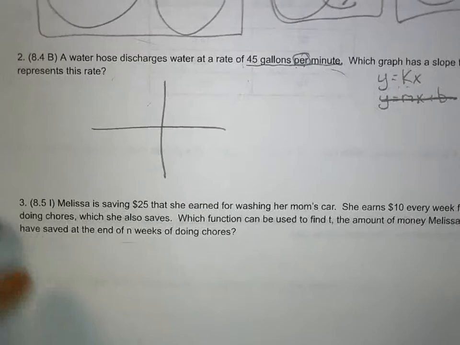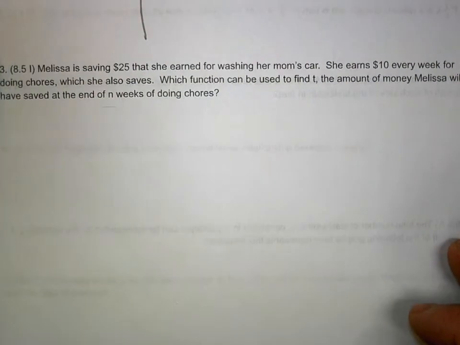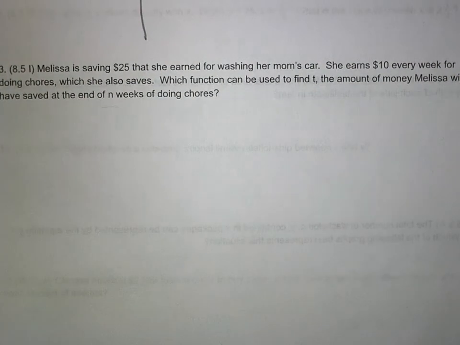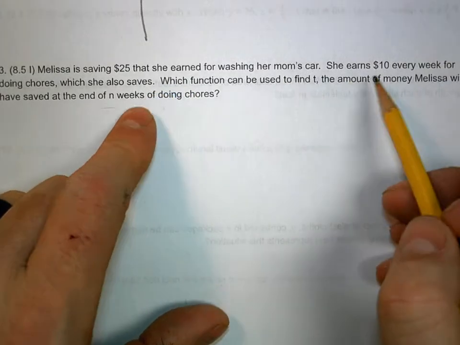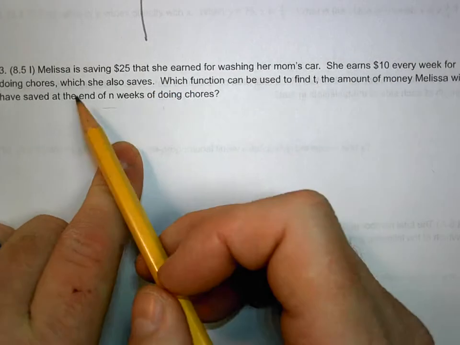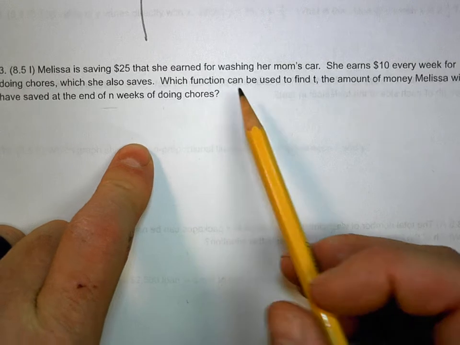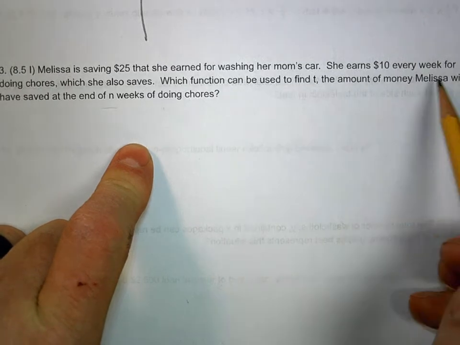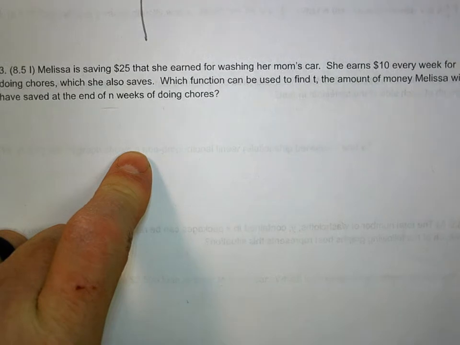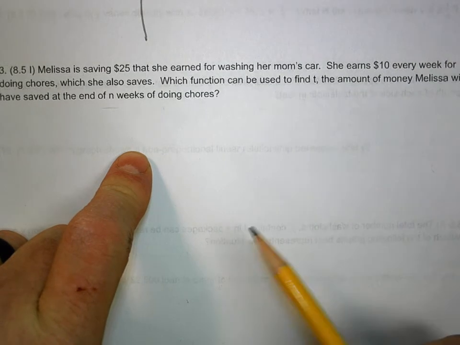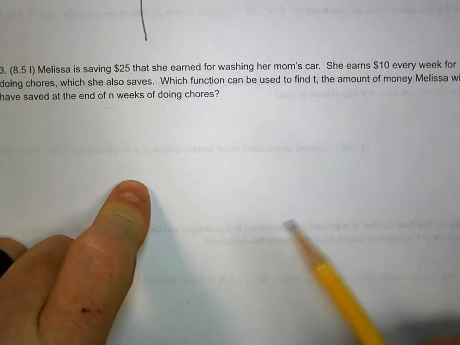Alright, so let's look at question number 3. It says Melissa is saving $25 that she has earned for washing her mom's car. She earns $10 every week for doing chores, which she also saves. Which function can be used to find T, the amount of money Melissa has saved at the end of N weeks doing chores? So let's look. Again, we have two numbers in here.